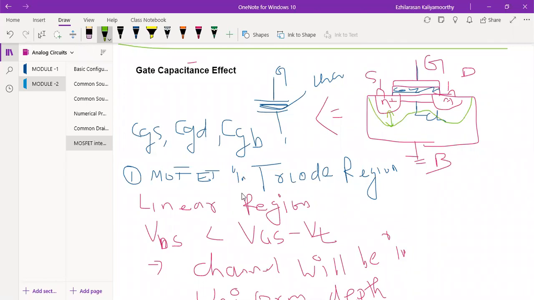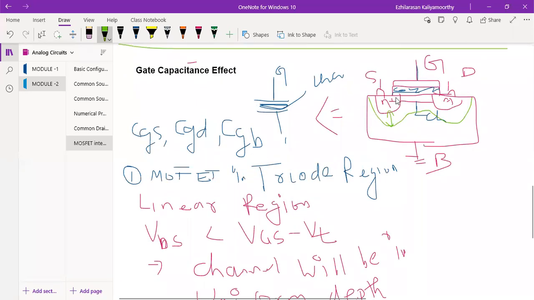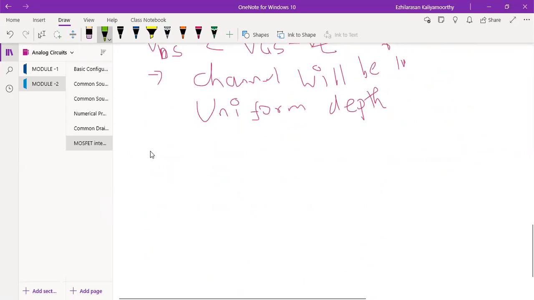So when it is like that, the gate channel capacitance will depend on W, the width of the channel, and L, the length of the channel, and Cox. Since it is the gate channel capacitance, I will write it as CG. CG, the gate channel capacitance, will depend as W L into Cox.